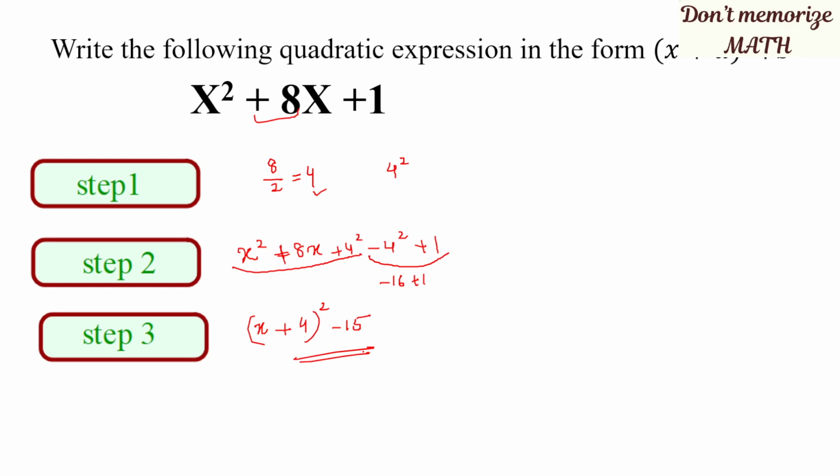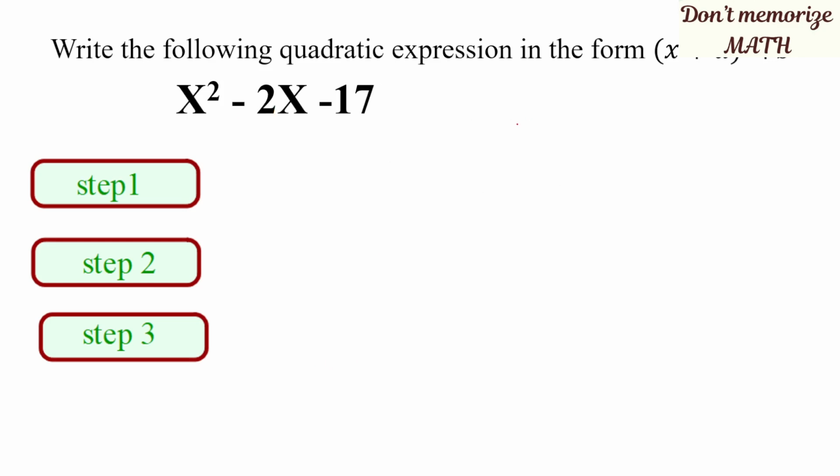Okay, so the last question, the third question from this part, is x square minus 2x minus 17. First take the number with x. Okay, so 2 divided by 2, that is 1. Then write the same question, x square minus 2x, put a space there in between, minus 17. In the space, we got 1 from the previous step, so square it, 1 square. So take plus 1 square minus 1 square.